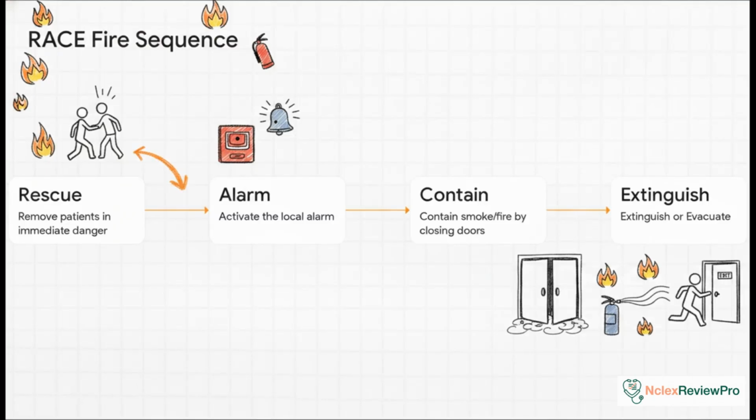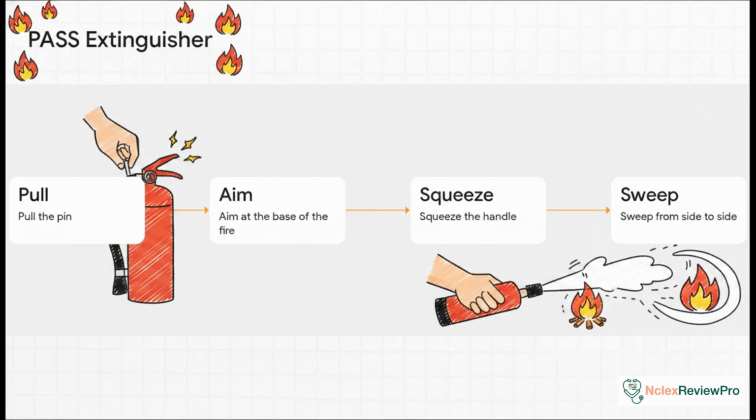Now, when dealing with a fire, safety isn't just a suggestion. It's a strict, unyielding sequence. We call it RACE. First, you rescue or remove the patient. Then, activate the alarm. Next, contain the smoke by closing the doors. And finally, extinguish or evacuate. You absolutely cannot swap these steps around without putting lives in serious danger.